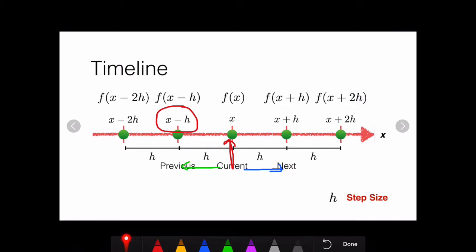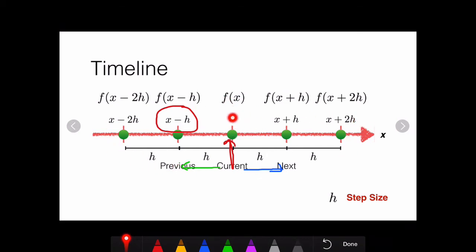This is the current point. From the current point, I can move towards the left and have the next point. I can also move to another point, so this is the next one, the next 2 points. The same thing, I can move backwards, so you have the previous points, the previous 2 points. Basically this is about the x here.